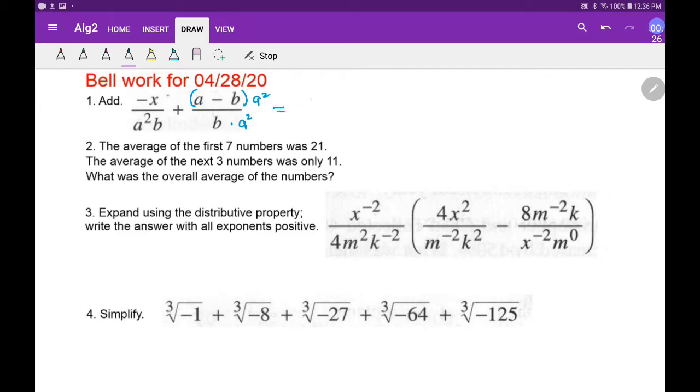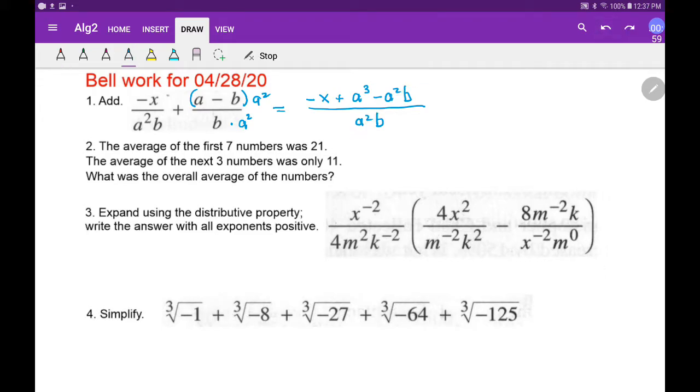So let's see, this is going to be negative X plus the results over here. A to the third minus A squared B on top of A squared B, because now it's all the same. And some of you might be itching to cross those out, but you can't, because you'd have to cross out the same thing here and here as well, and you can't do that.